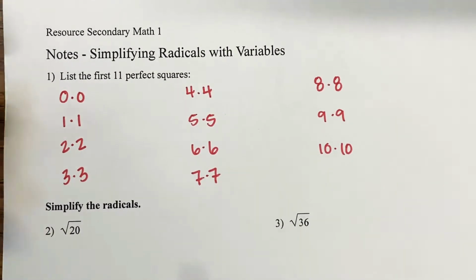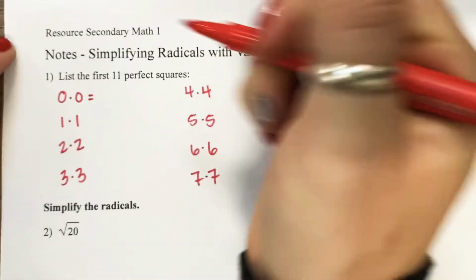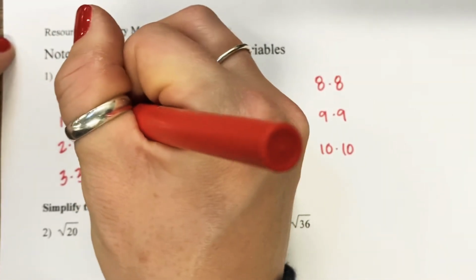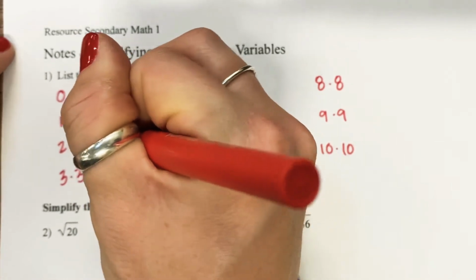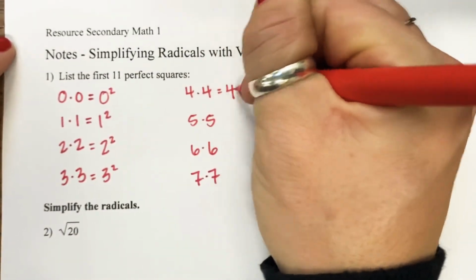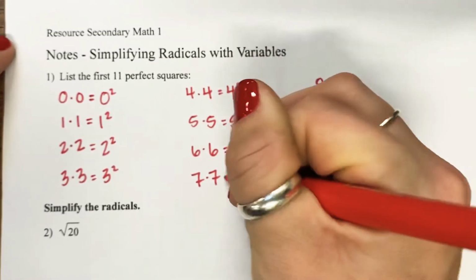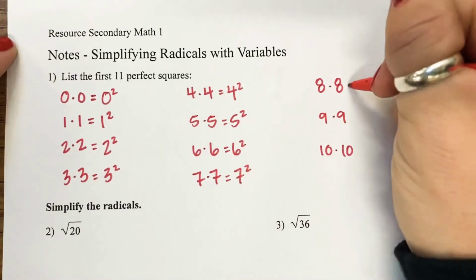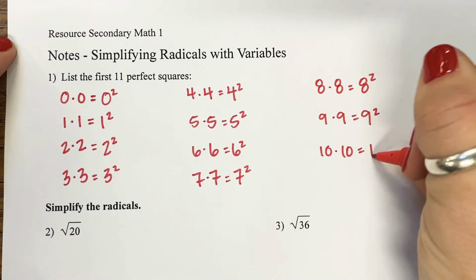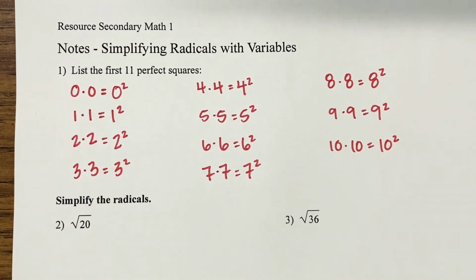Okay, well now let's rewrite them using exponents. So 0 times 0 we can rewrite as 0 squared. 1 times 1, 1 squared. 2 times 2, 2 squared, and so on. Okay, all the way until we get to 10. Okay, so now your list should look like mine.